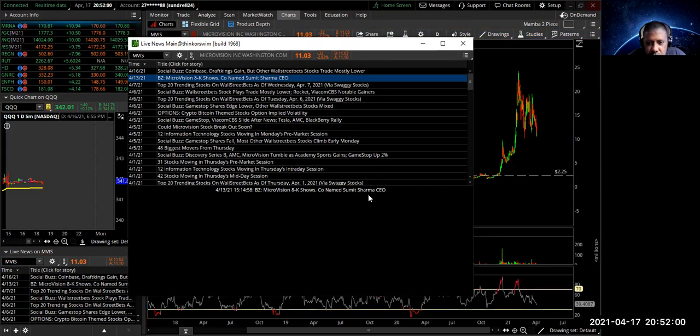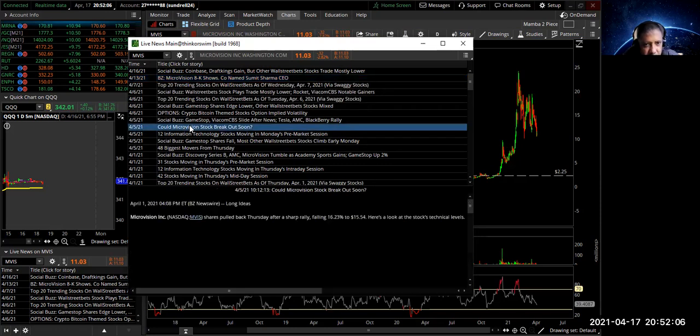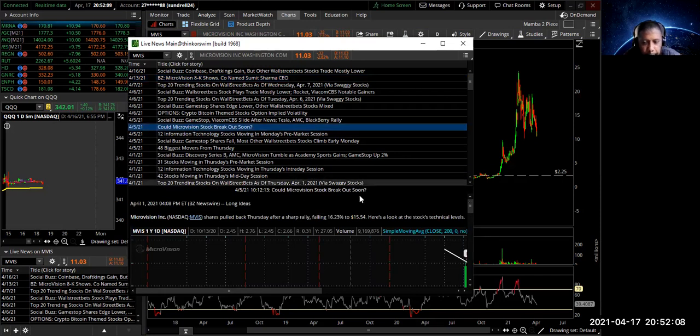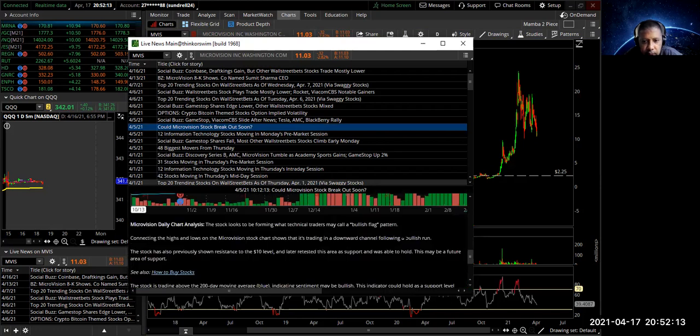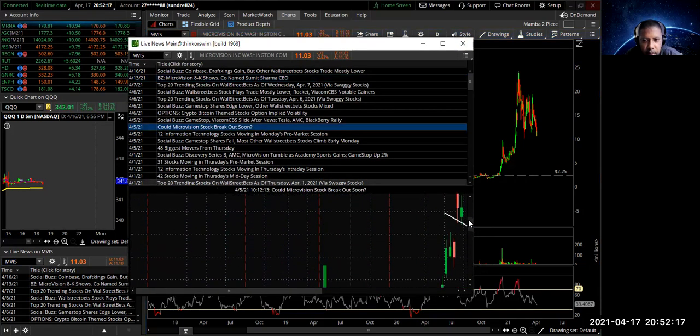named Sumit Sharma, CEO. When I start seeing phrases like, could Microvision stock break out soon? Yeah, it could break out, but it might not. It might. It's tough to predict when a breakout will occur.